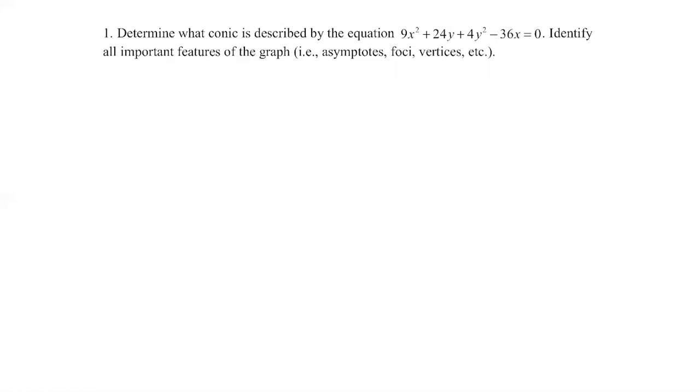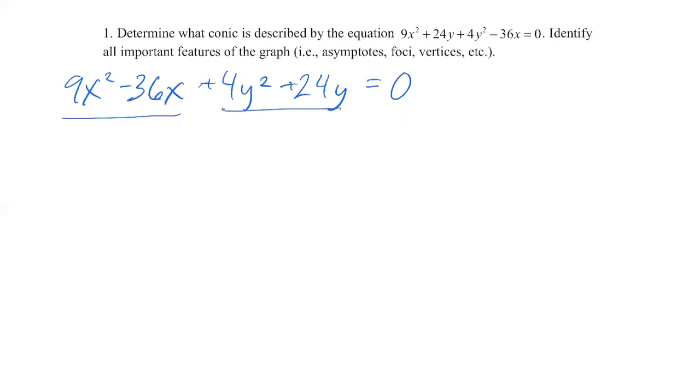Now, the first step, if we are trying to get this into standard form, is to combine or group variables that match. So let's write it as 9x squared minus 36x plus 4y squared plus 24y equals 0. Now, the premise behind completing the square is that we will endeavor, where we currently have these two terms, to generate perfect square binomials. We will have to complete the square twice.